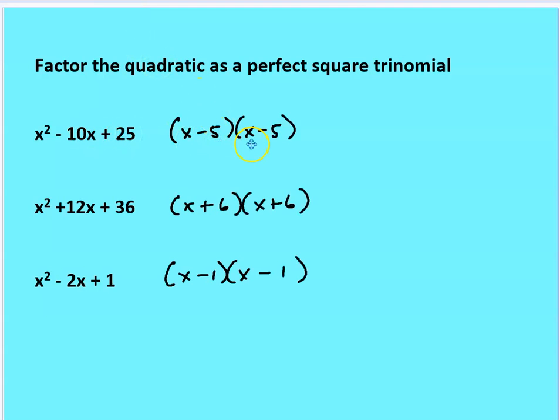All right, so this factors into x minus 5 times x minus 5. X squared plus 12x plus 36 is x plus 6 squared. X squared minus 2x plus 1 is x minus 1 squared. All right, so I'm going to bring this to your next classwork problem, 4.4.2.